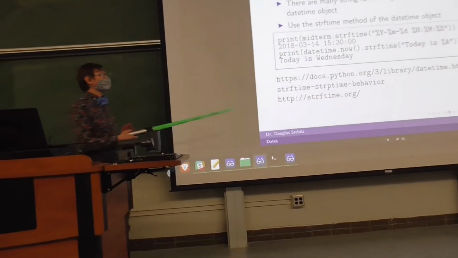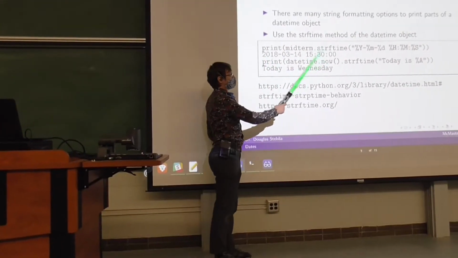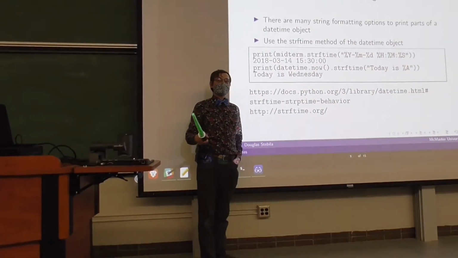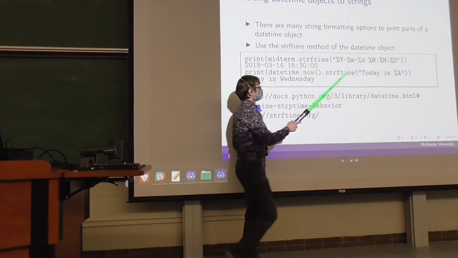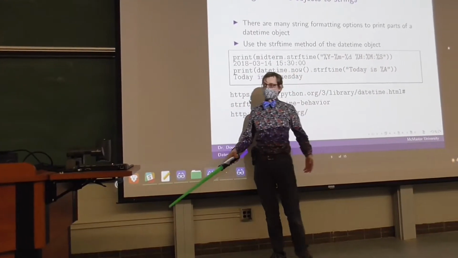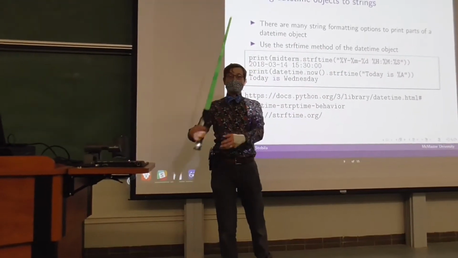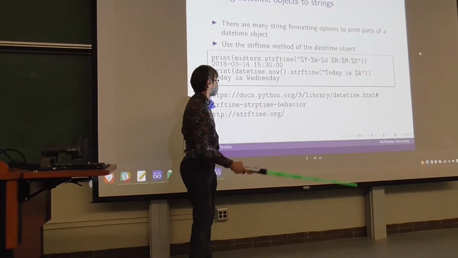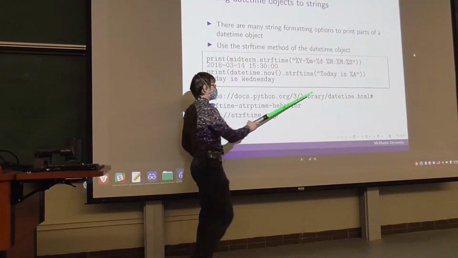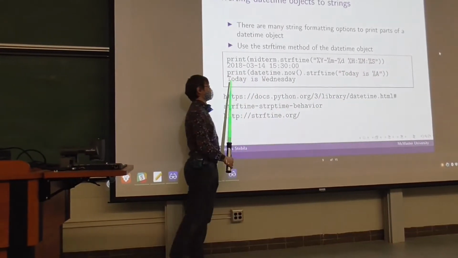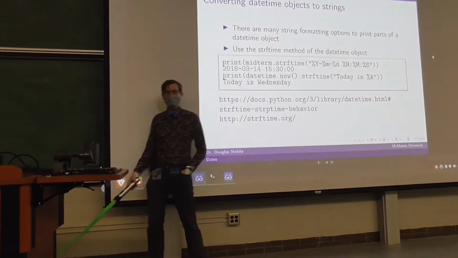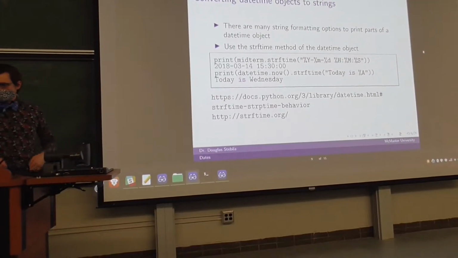So that's how you produce a printout of your time according to any format that you please. These dash characters could be anything. The colon characters, this is of your choice. For example, today is blah, today is blah.